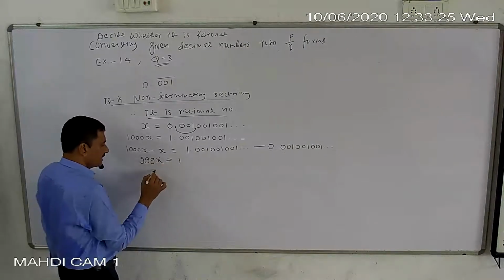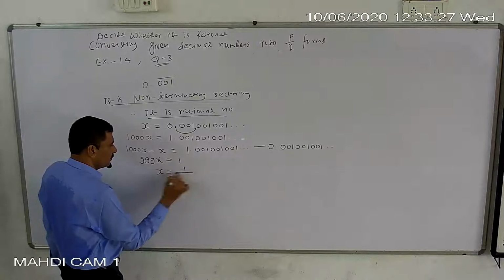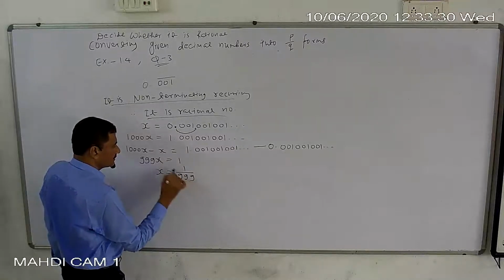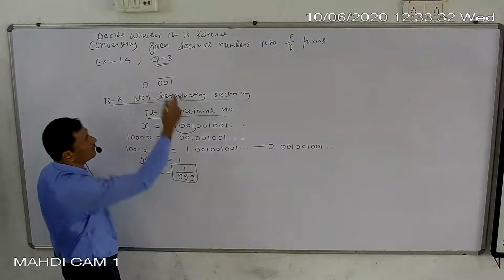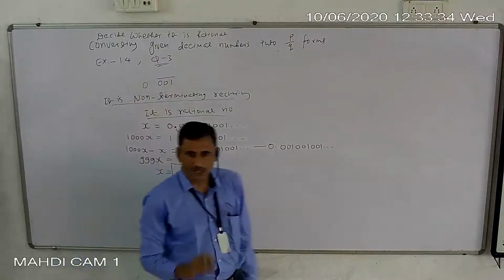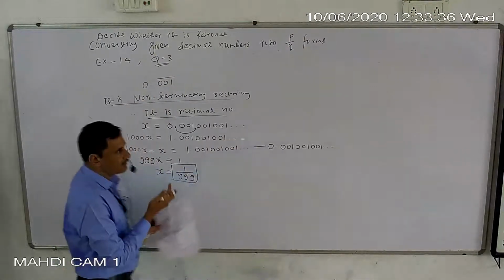Now just make x the subject. So x equals 1 upon 999. So that is the p by q form of the given number. I hope you understand it well.